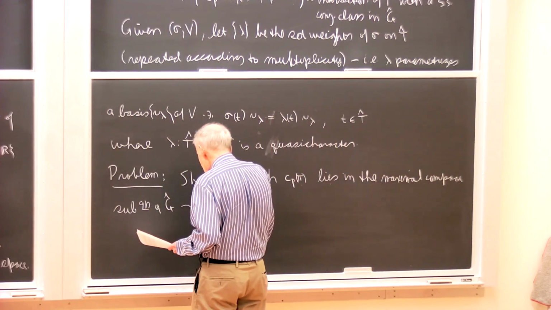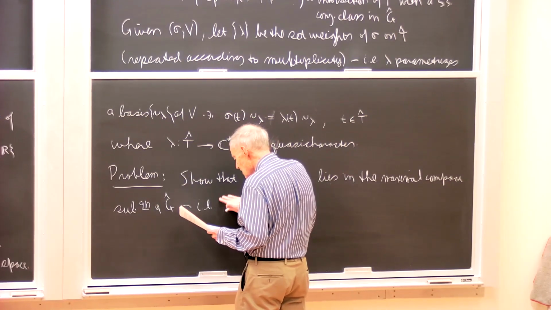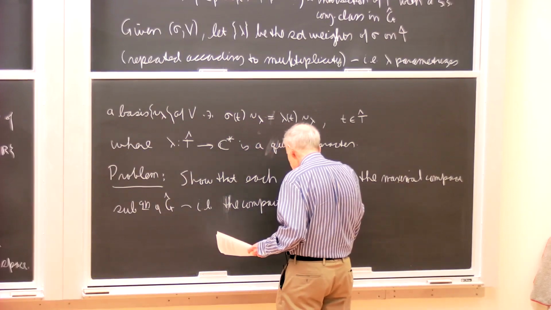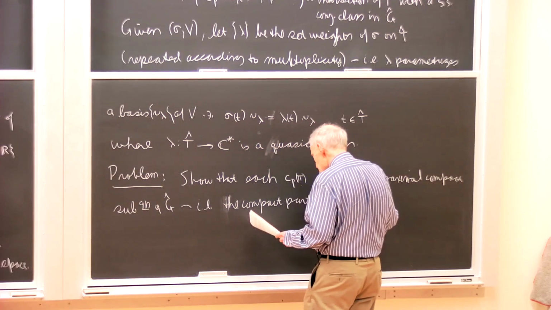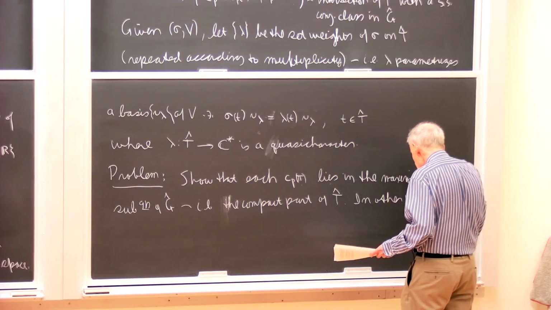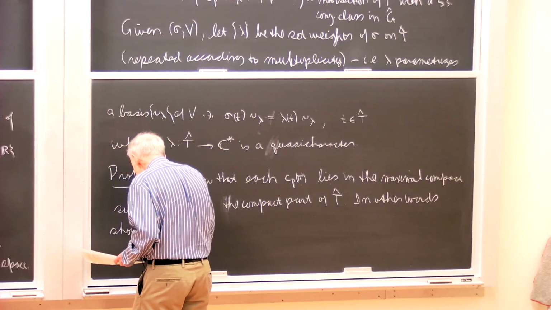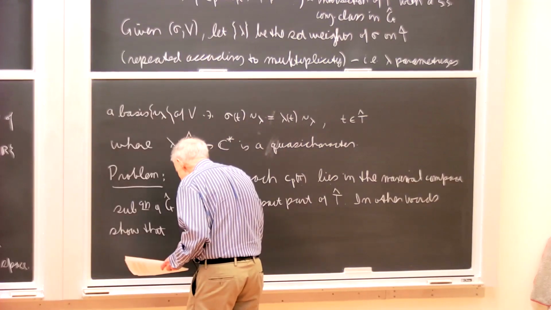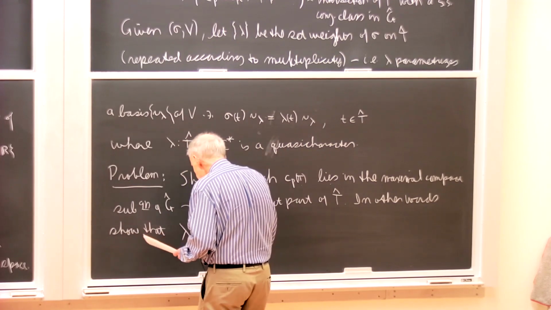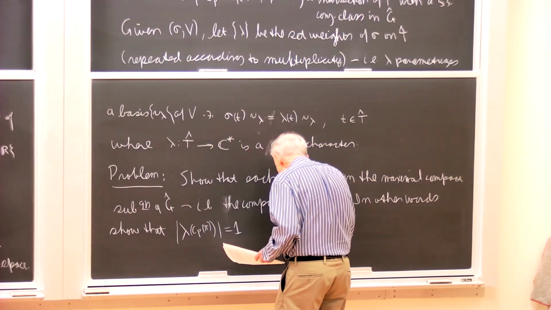So I want to show that their intersection lies in the compact part of T hat. In other words, we would like to show that any one of these algebraic characters or weights, lambda of c_p of pi, has absolute value 1 for every p and lambda.